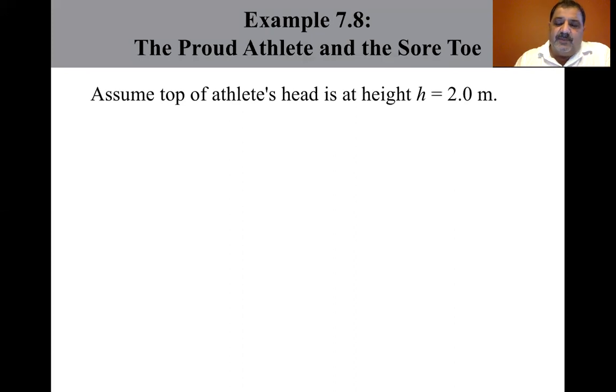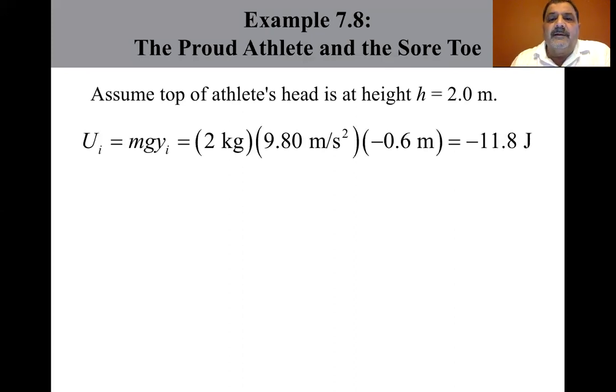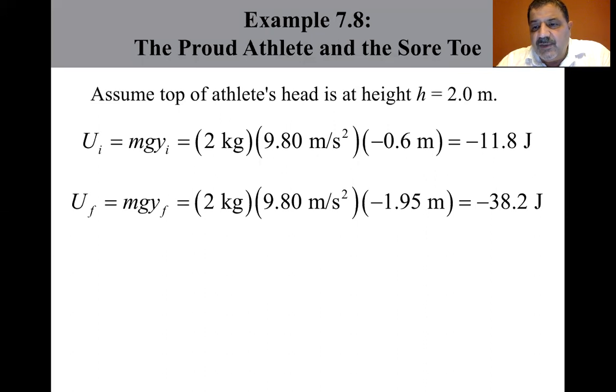We calculate the gravitational potential energy. Now I guess he's holding it like 60 centimeters below his head. Top of his head is the zero reference. The gravitational potential energy there is minus 11.8 joules. And let's calculate it when it reaches just at the top of his foot, which is 1.95 meters below the athlete's head, we get minus 38.2 joules.